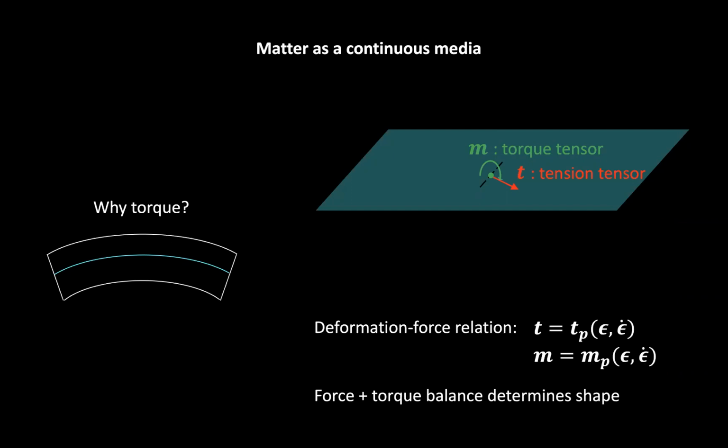So just like for the stress tensor, you can write some relation with the deformation and write the equilibrium, and this will give you the shape of your surface at all times in all configurations. So that was about the surface model.